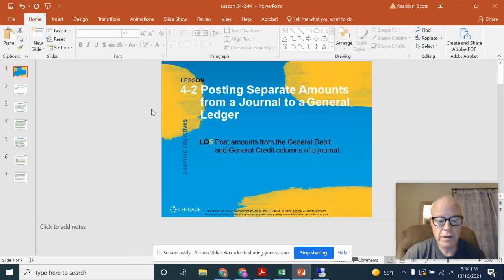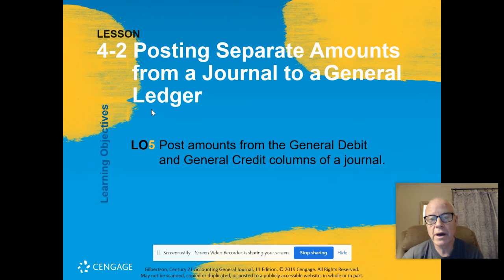Okay, so in this section, we are going to talk about finally posting. Now we've established our chart of accounts. Now that we have our multi-column journal from chapter 3, we're talking about posting these transactions to our various general debit and general credit account columns in a journal.